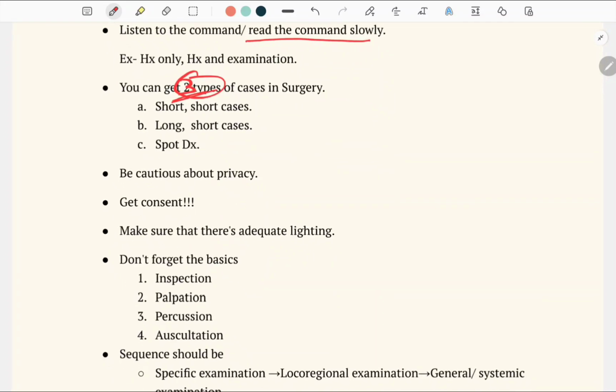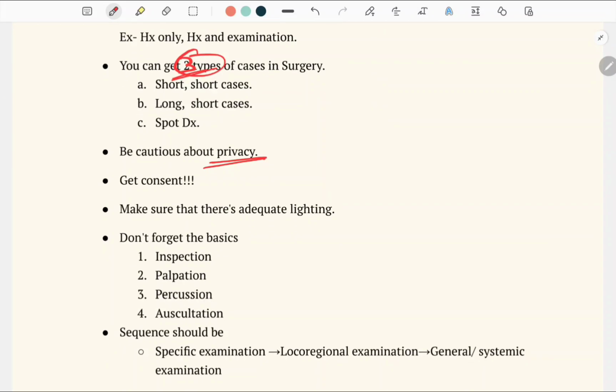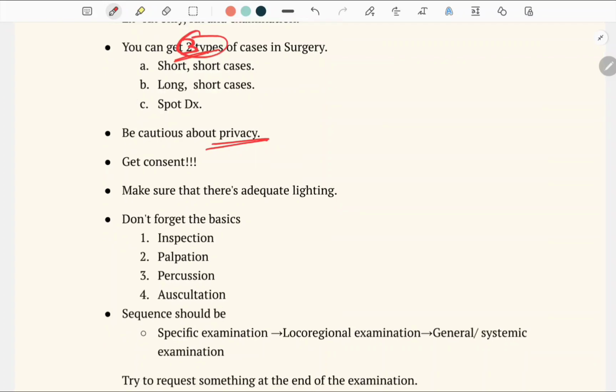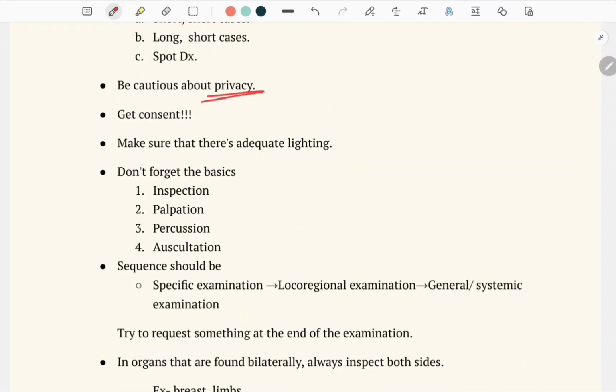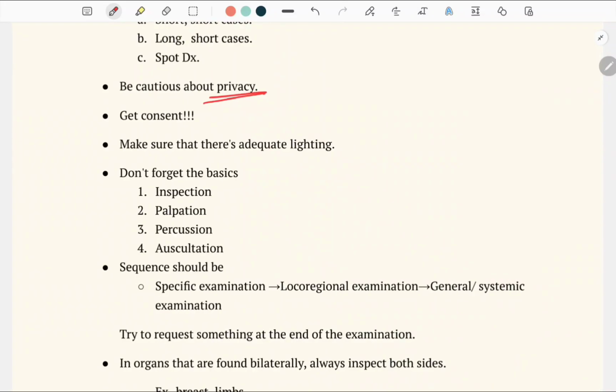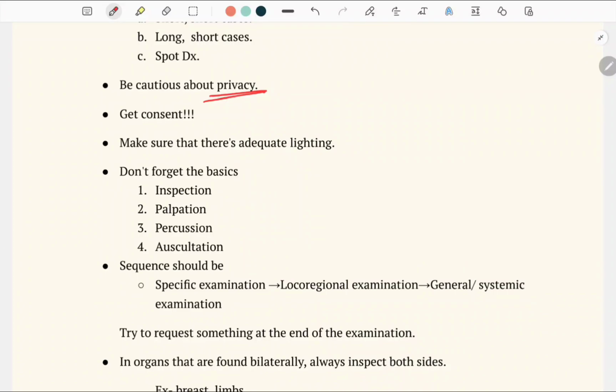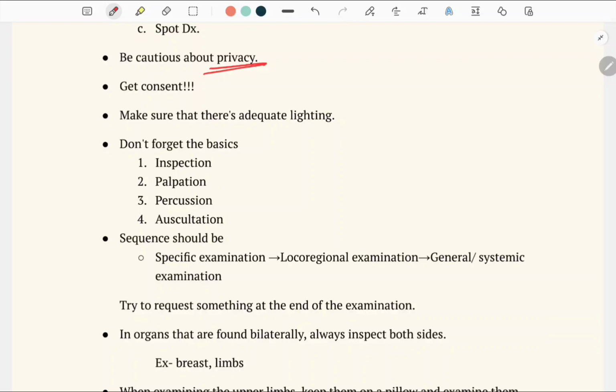Before the examination, always be cautious about the privacy of the patient. Always remember to maintain the privacy of the patient. And before examining, as you already know, get the consent from the patient. Just a short consent will be enough. And make sure that there's adequate lighting in your ward setup. Mostly the lighting is not that adequate, so make sure that you have adequate lighting before examining the patient. And always don't forget your basics.